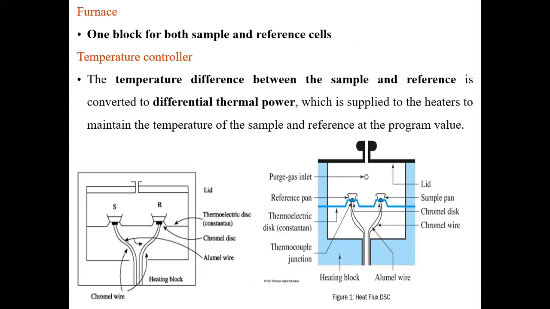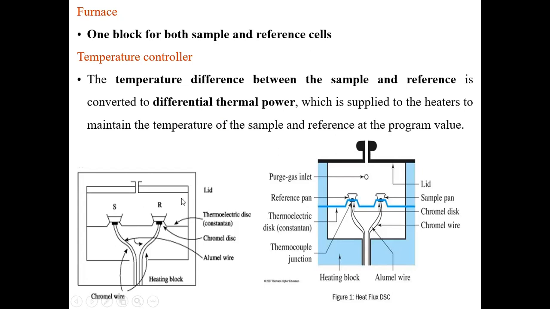What is the furnace? If you observe, the furnace has one block for both the sample and the reference sample. Because you have to pass the heat, there will be one block, the heating block. You can observe it here, through which heat can be supplied.